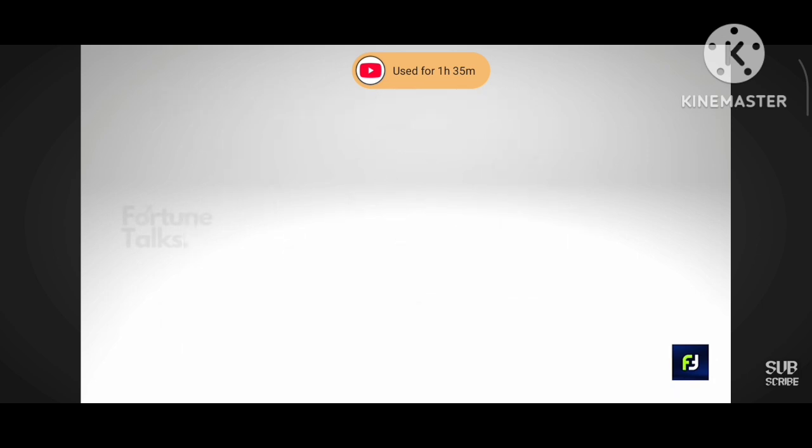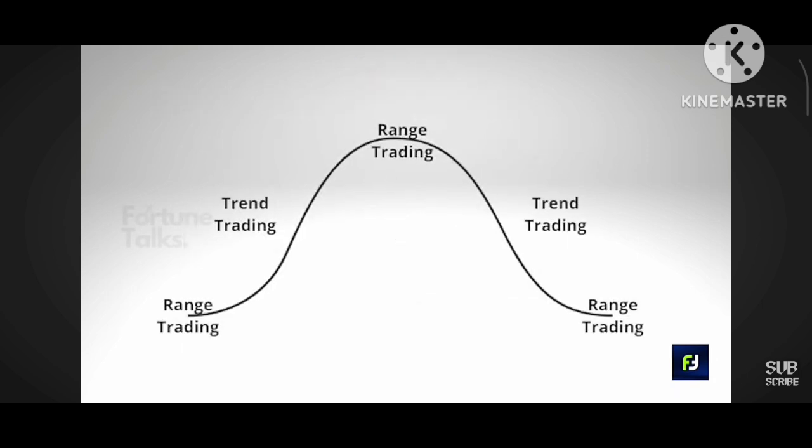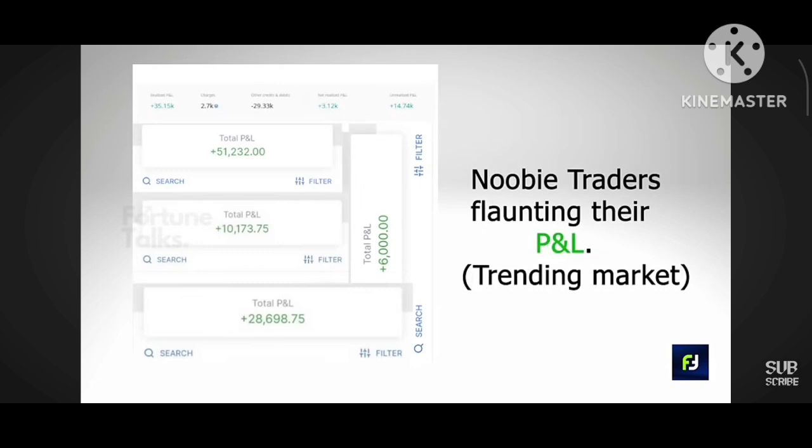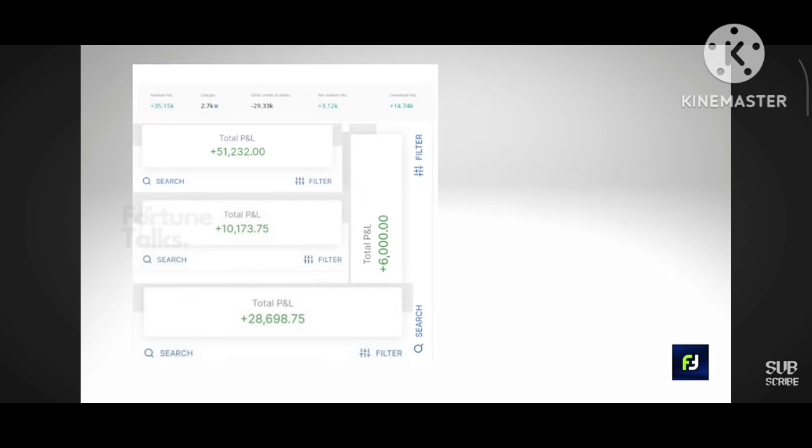The thing to understand is that the profitability of a trading system moves in cycles. There are periods during which trend following systems are highly successful and profitable. Then the market shifts from trending to range price action. That is when all the trend trading systems become unprofitable and the inexperienced traders start making losses. This is the reason why you see a lot of newbie traders boasting their P&L during trending markets, while all of a sudden they disappear when the range market arrives.